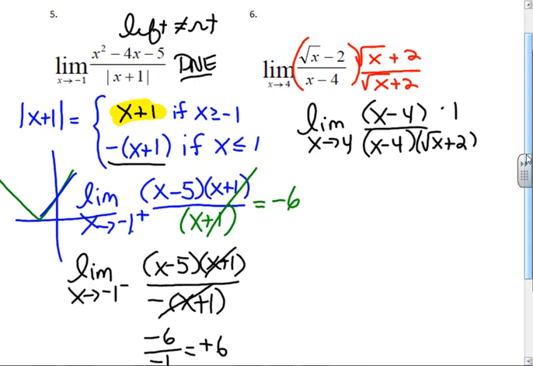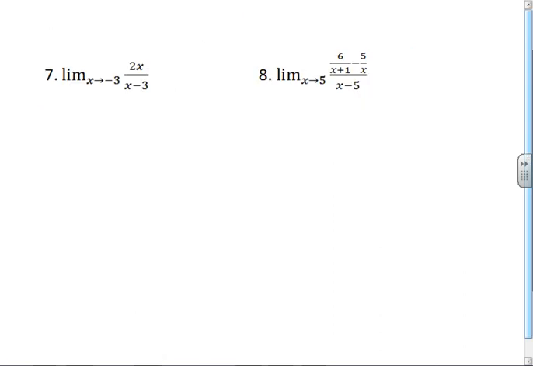What happens to x minus 4 now? And so you end up with 1 over the square root of 4 plus 2, or 1/4. How about number 7? What's the answer to that one? It's 1 because you get negative 6 over negative 6.